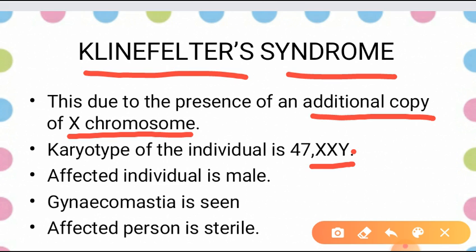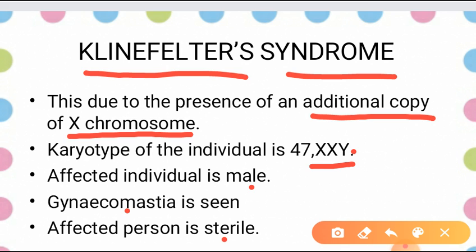So total how many chromosomes does he have? 47. Right, 44 autosomes plus 3 sex chromosomes. So the total number is 47. As Y chromosome is present, the person is a male, and here gynecomastia is seen. What is gynecomastia? It is the development of breast in a male, and the affected person is always sterile.